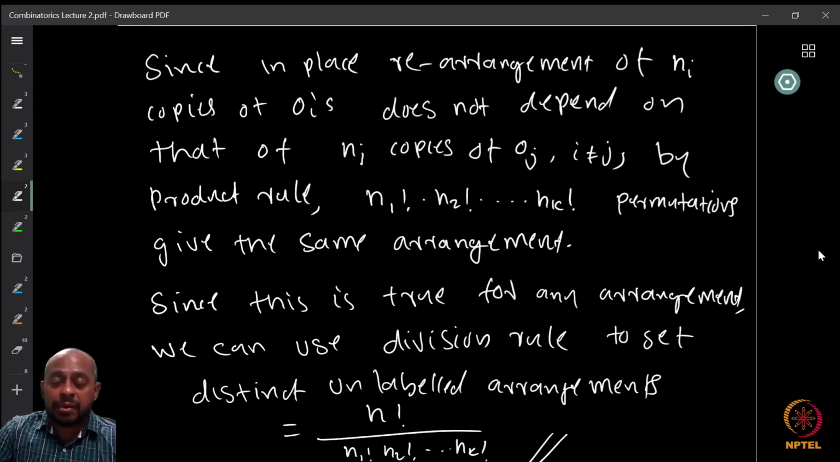So the total overcounting is n1 factorial for the first object, n2 factorial for the second object, and nk factorial for the last object. They are independent, so I can multiply using the product rule. The product of n1 factorial, n2 factorial, etc., nk factorial is the total number of overcountings. Since I have overcounted every arrangement this many times, I can divide by it using the division rule. Therefore, I get n factorial divided by n1 factorial times n2 factorial, etc., nk factorial. So that is how we prove this. This is the multinomial coefficient.